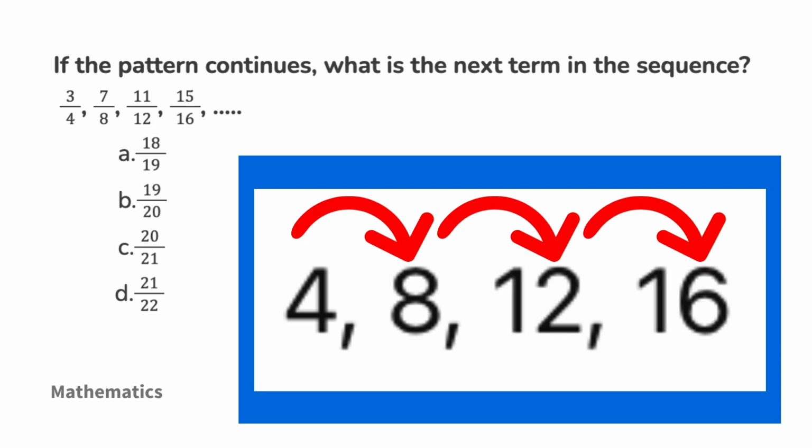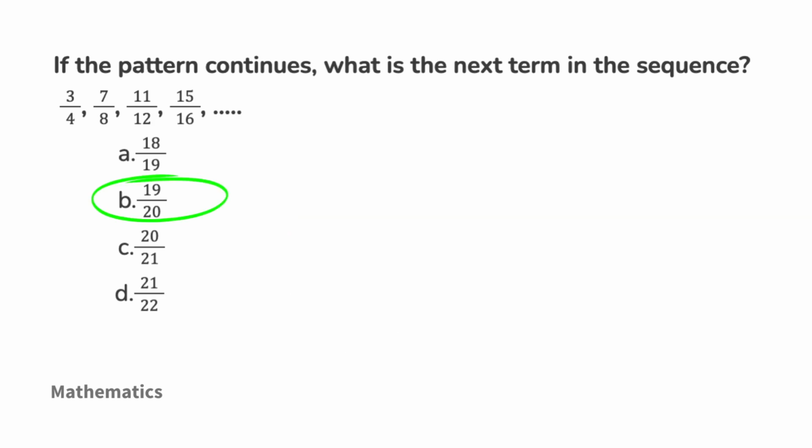Now we've found the pattern and we can recognize that the next term in the sequence will be 19 over 20. Is that what you got too? Great. All right, let's keep it moving.